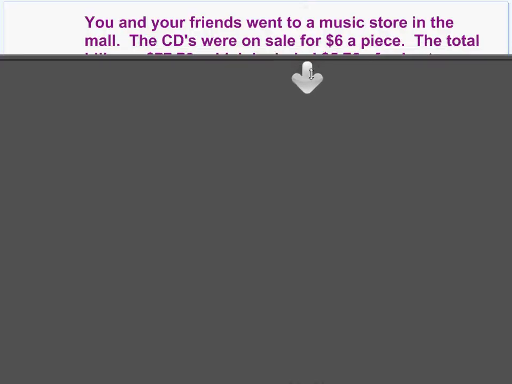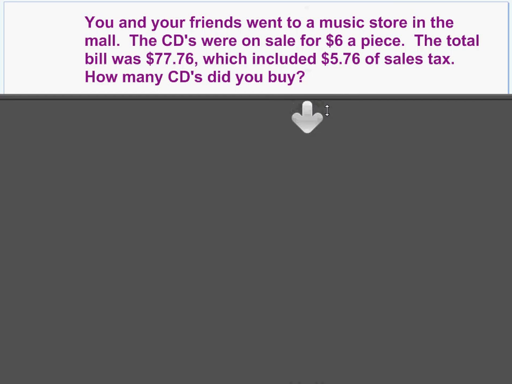All right, now that we know a little bit more about this modeling business, let's go back and look at my friends and me going to buy some CDs. We said they were $6 apiece. We know what the total bill is. We know how much the sales tax is, but how many CDs did we buy?